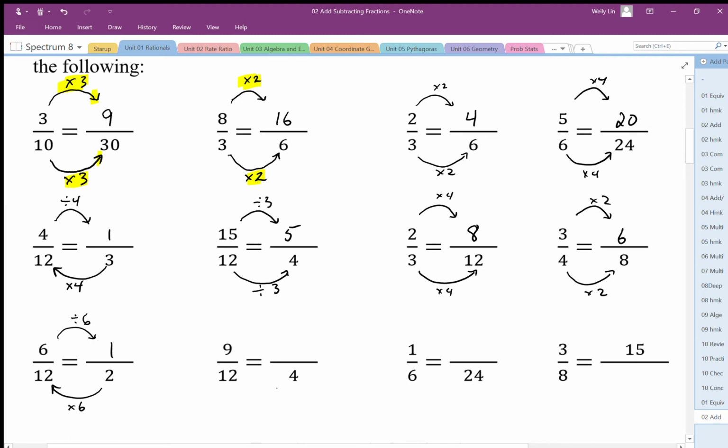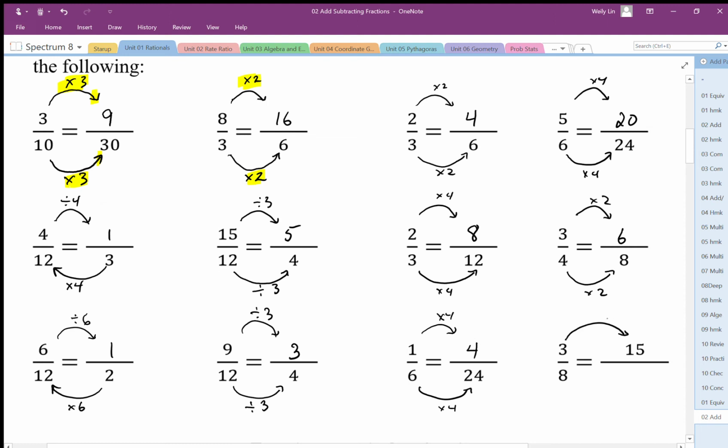Okay, so here I can do the opposite. I can actually just show it as divide by 3 and do the same direction, divide by 3. Okay, we get that. Okay, so here's times 4, times 4. So we get 4 over 24 is equivalent to 1 over 6.